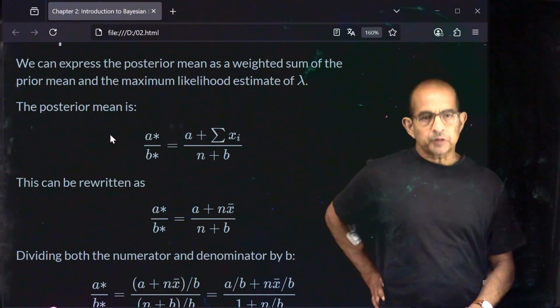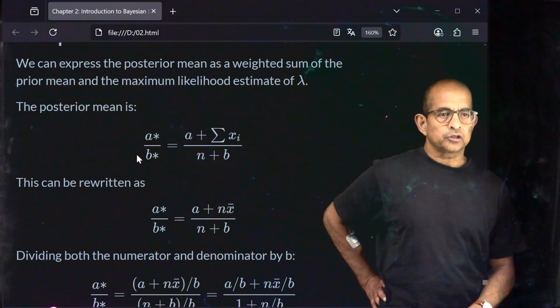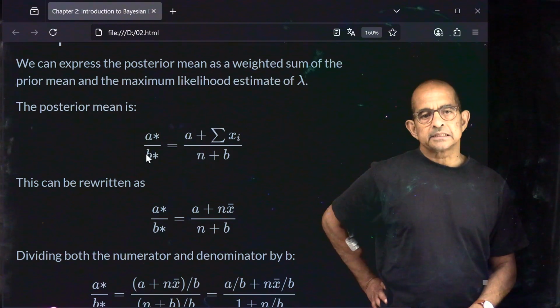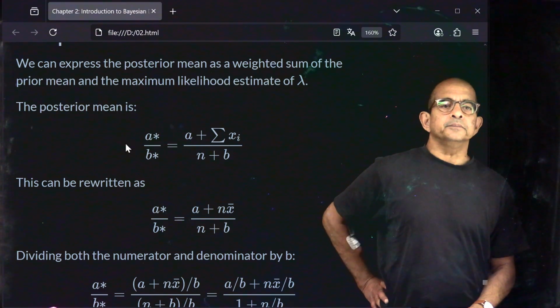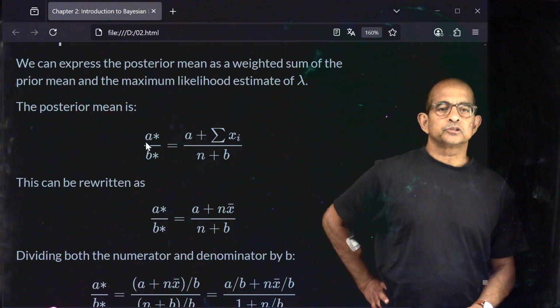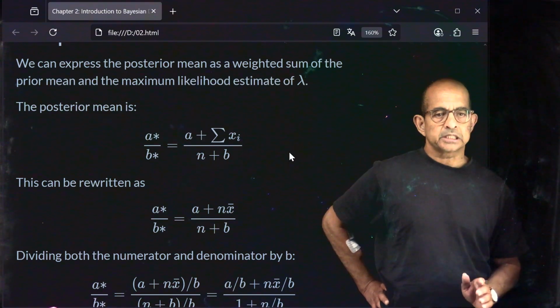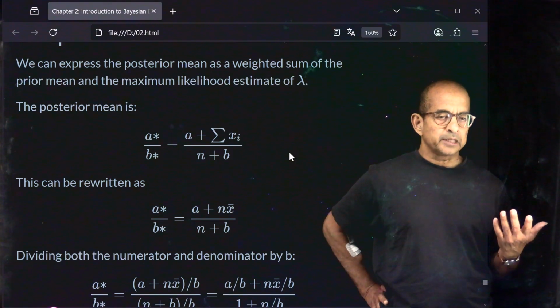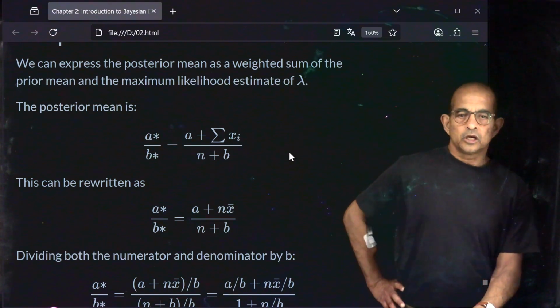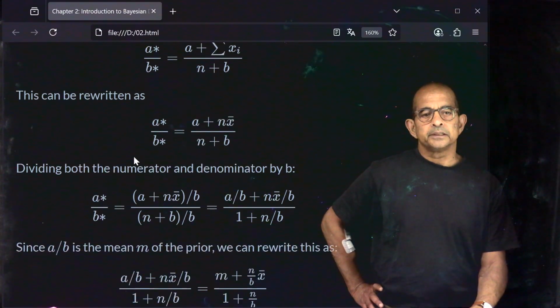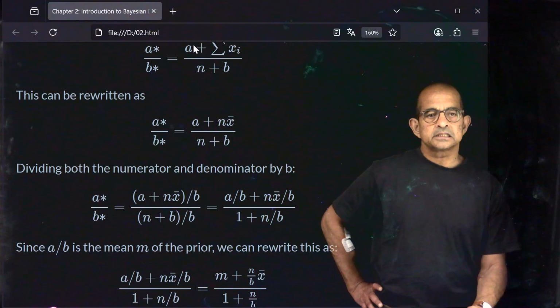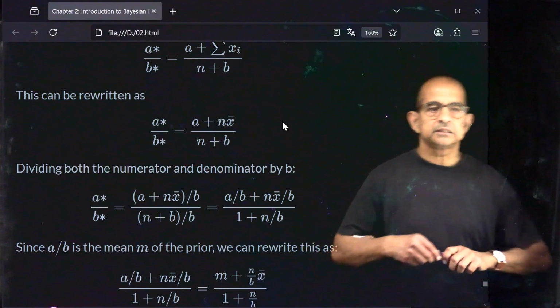So in our particular case, we just derived the posterior for the lambda parameter, and that's a star and b star, right? These are the hyperparameters for the posterior, and so the mean of the posterior is going to be a star over b star, which I can rewrite as, on the right hand side, a plus sum of x in the numerator and n plus b in the denominator. Now I could rewrite this expression in the following way. If you look here, what I've changed is, instead of writing sum of x, I'm writing n times x bar. The way this emerged is as follows, right?